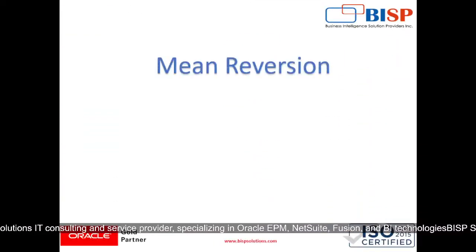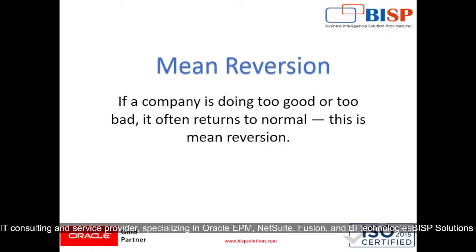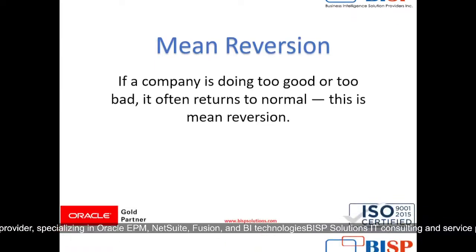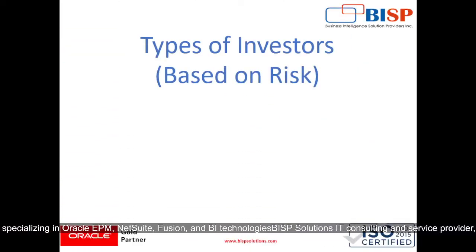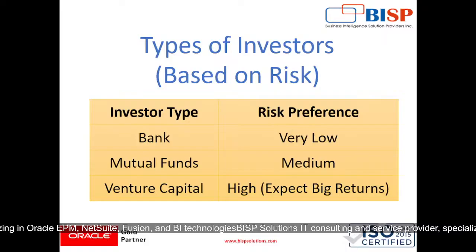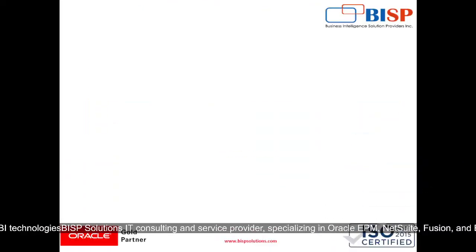Then comes mean reversion, where if a company is doing too good or too bad, it often returns to normal. This is called mean reversion. Next, types of investors based on risk. The first investor type is banks, where risk preference is very low. Mutual funds are medium, and venture capital is high, expecting big returns.